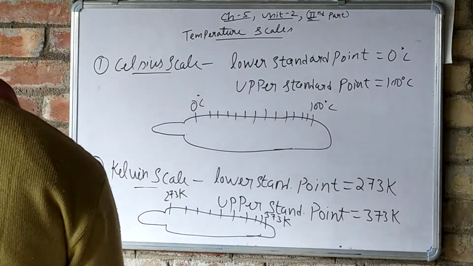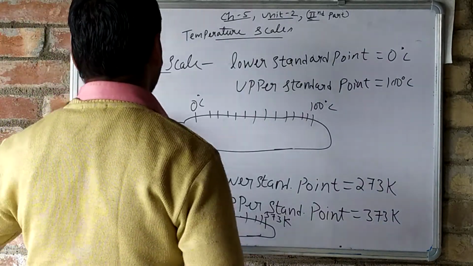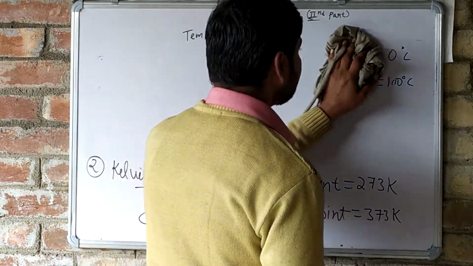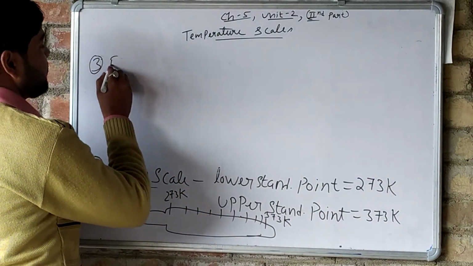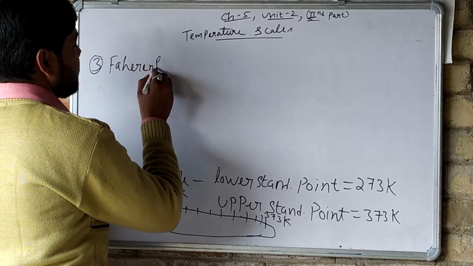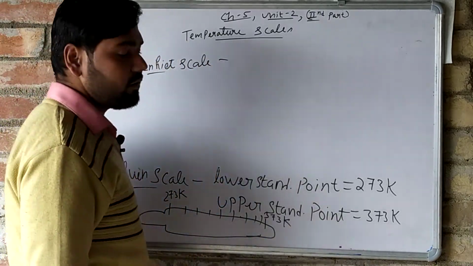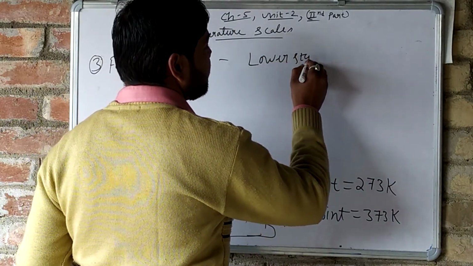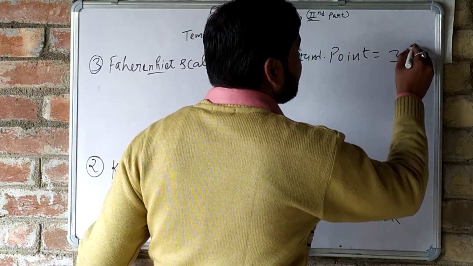And the third type of scale which we have to study is the Fahrenheit scale. In the Fahrenheit scale, what happens? The lower standard point is 32 degree Fahrenheit.